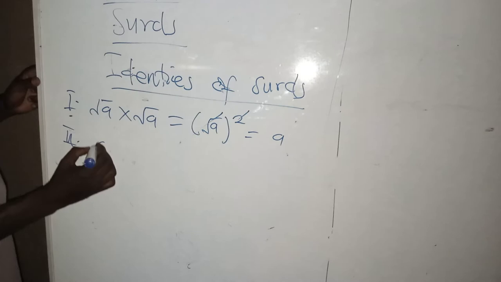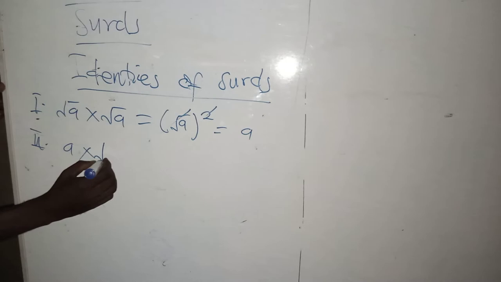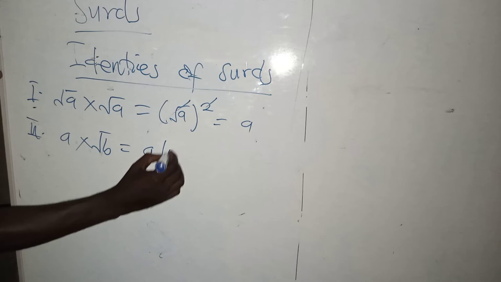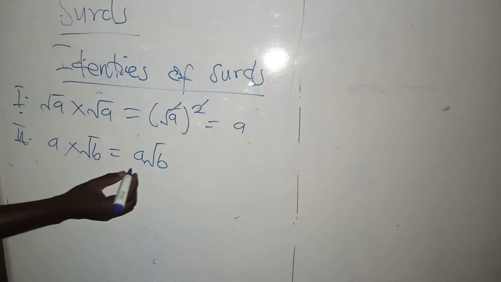The second identity is that if a constant is multiplied by a set, then this becomes a coefficient. This is what I was talking about, the coefficient. The constant becomes a coefficient for the set.